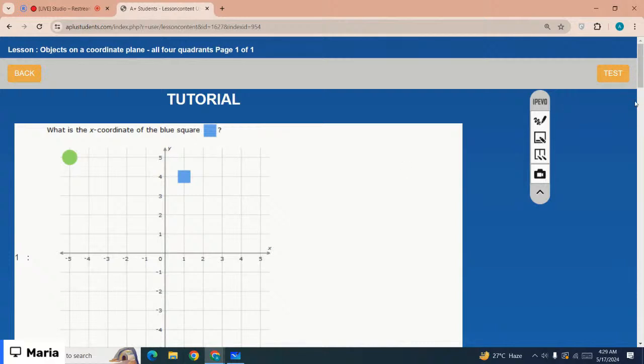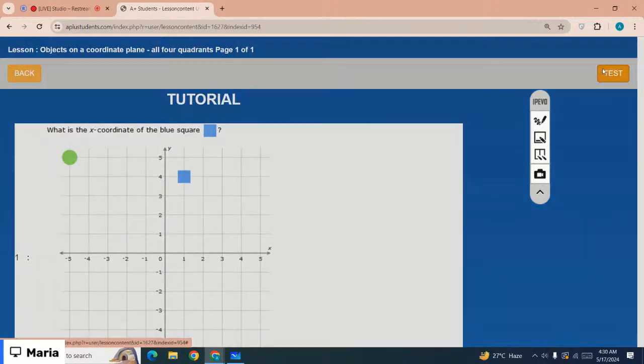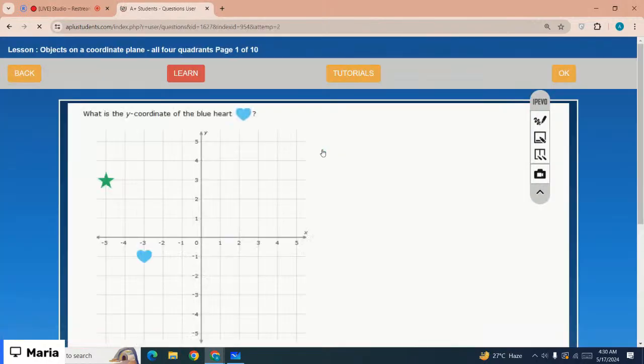What is the x coordinate of the blue square? Here is the blue square, right? And here is the x coordinate, that is 1. Let's just start with the test questions. What is the y coordinate of the blue heart? Which is the correct option?